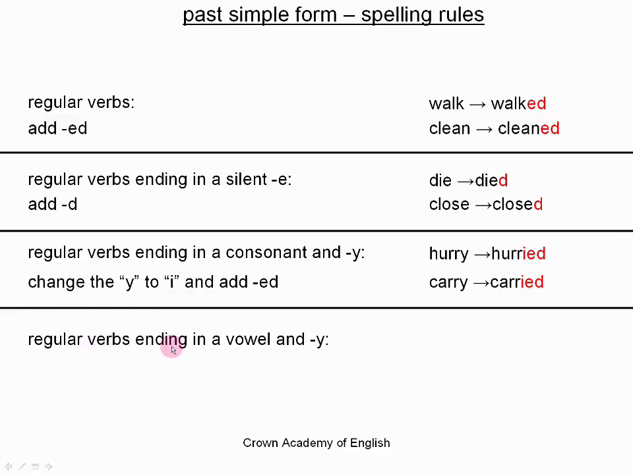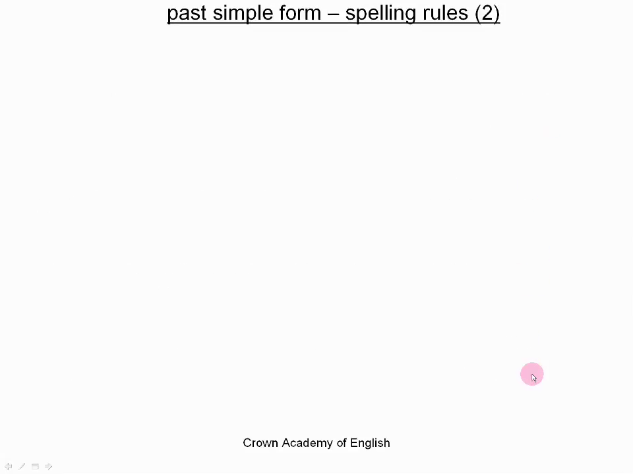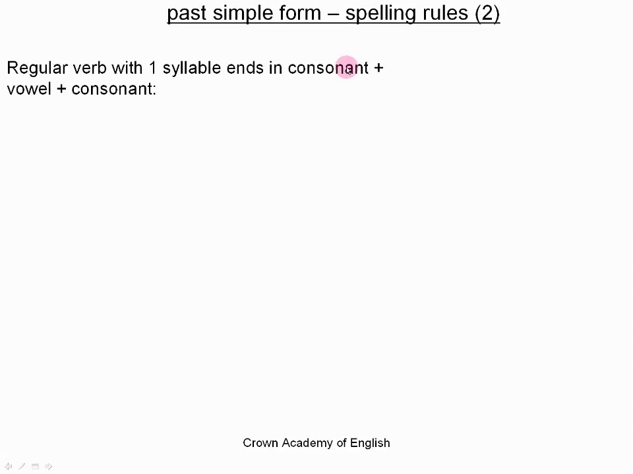And for other regular verbs which end in a vowel and then the letter y, then we simply add ed. It is just like a regular verb. For example, stay, stayed. Play, played. And some more rules.